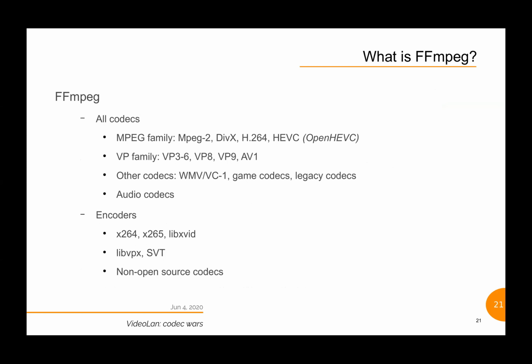Notably, FFmpeg was one of the reasons why software like VLC became popular, because very early it implemented all the codec families. Of course, all the MPEG-2, DivX, H264, HEVC, which came from the Open HEVC project, but also all the VP families, the WMV families, and lots of legacy codecs or game codecs that no one supports anymore.